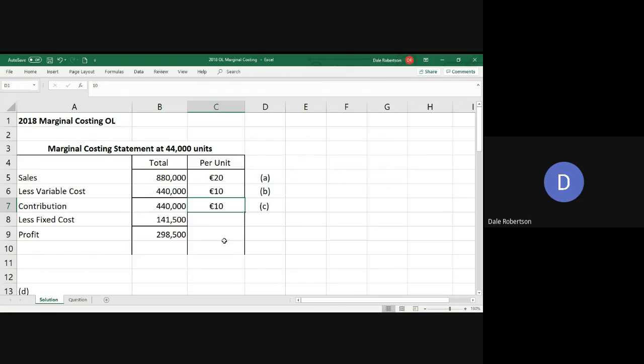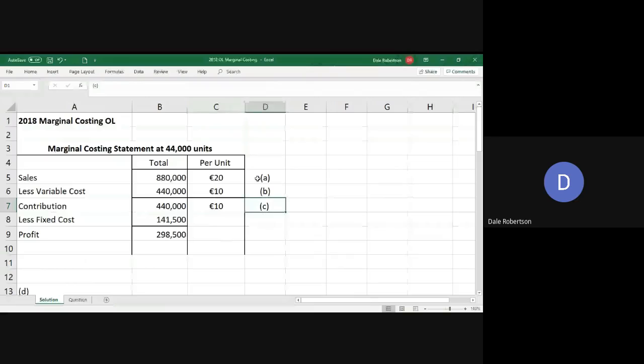Those are important definitions and important distinctions for all marginal costing, not just ordinary level. This ordinary level question is quite simplistic. Actually, the first three parts, look what it says. It says calculate the selling price per unit. We've just done that. That's part A, 20 euro. Calculate the variable cost per unit, 10 euro. Calculate the contribution per unit, 10 euro. So we've done all the work really.